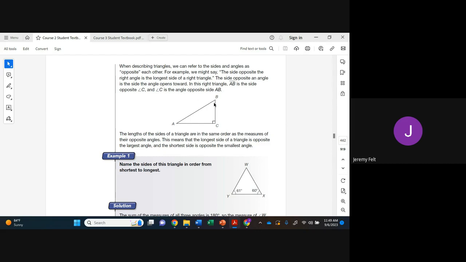That's why the hypotenuse on a right triangle is always the longest side. We use a squared plus b squared equals c squared because the hypotenuse is always across from the 90-degree angle, which is the largest angle in a right triangle. So that's our longest side.